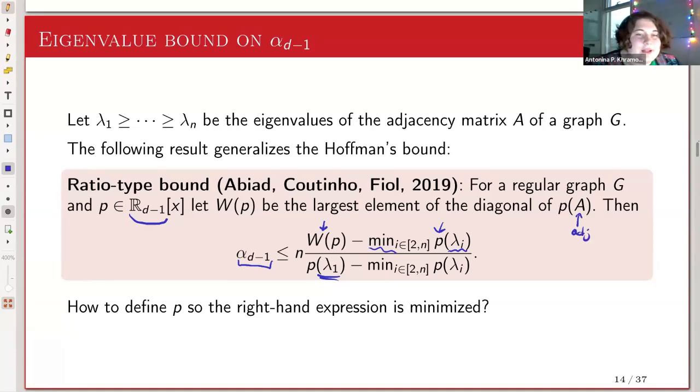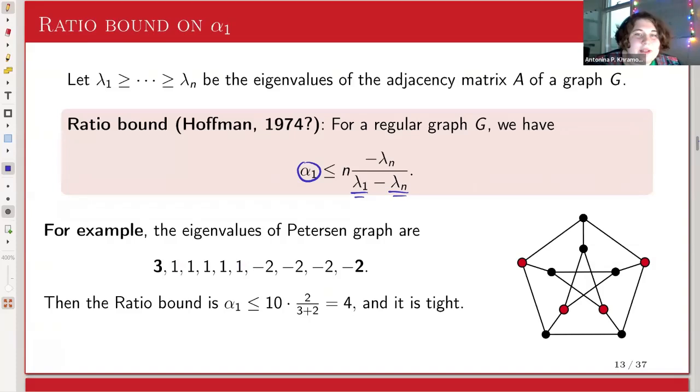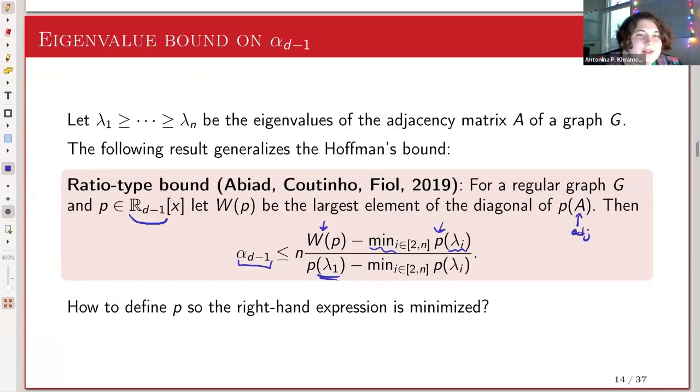Yeah, so the structure of this bound is actually very similar to the ratio bound for alpha 1. And that's why we call it the ratio type bound. And actually for d equal to 2, this coincides with the Hofmann bound with the proper choice of p. So yeah, the main challenge here is to figure out how we want to define p.